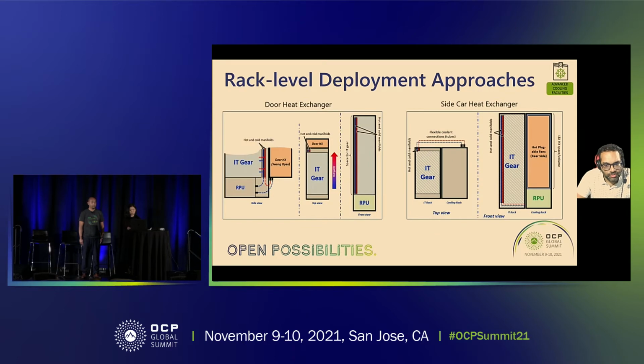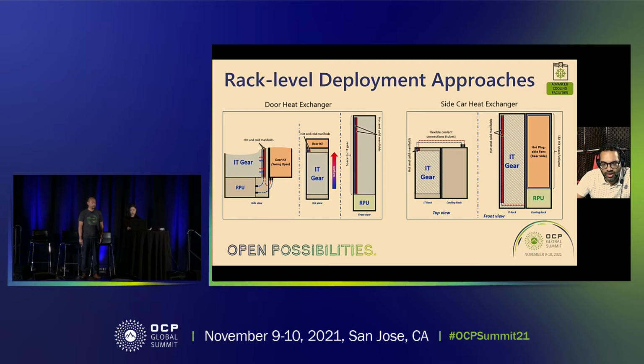So there are two deployment approaches. On the left-hand side, there's the door heat exchanger, and then on the right is the sidecar heat exchanger. So the door heat exchanger on the left, essentially the heat exchanger bolts to the back of the rack, and the RPU itself takes about 4U of space. And if you look at the top view here, you can see that the air flows through the IT gear before hitting the coolant in the heat exchanger at the back of the unit.